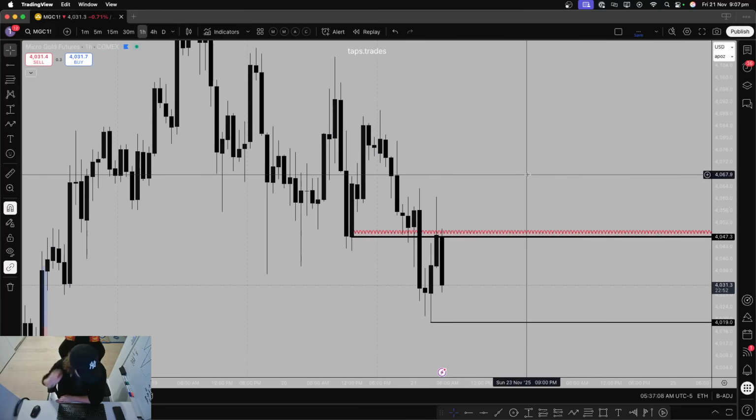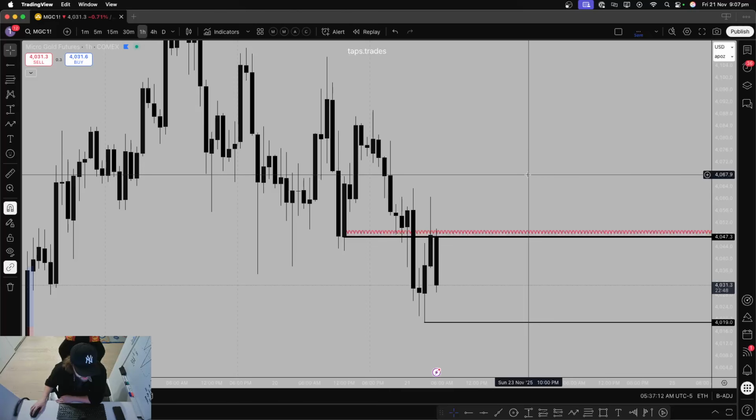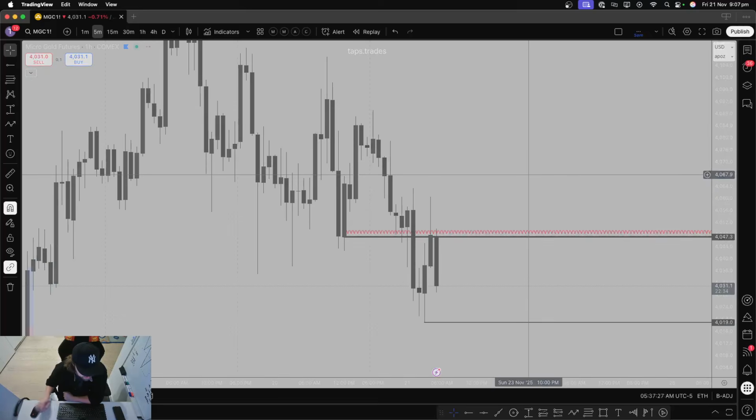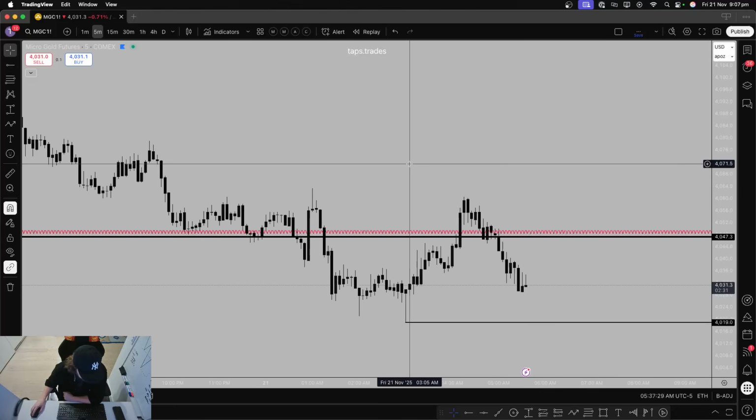Okay, so at 3 a.m., which is the London Open, where the volume is the second highest compared to the New York session, that's when I look to take trades, because that's when I know people are going to be buying and selling aggressively. So if we go down to a 5-minute time frame, I believe it looked best.